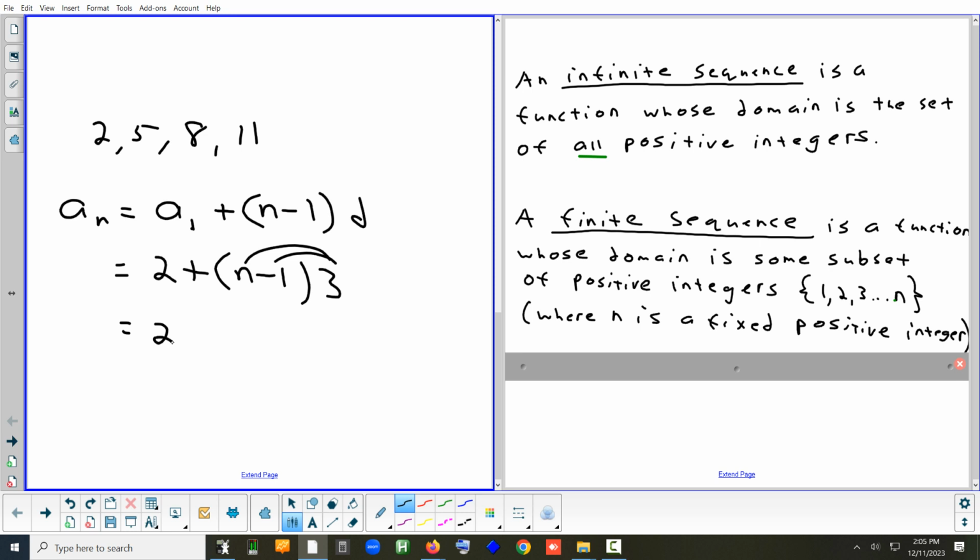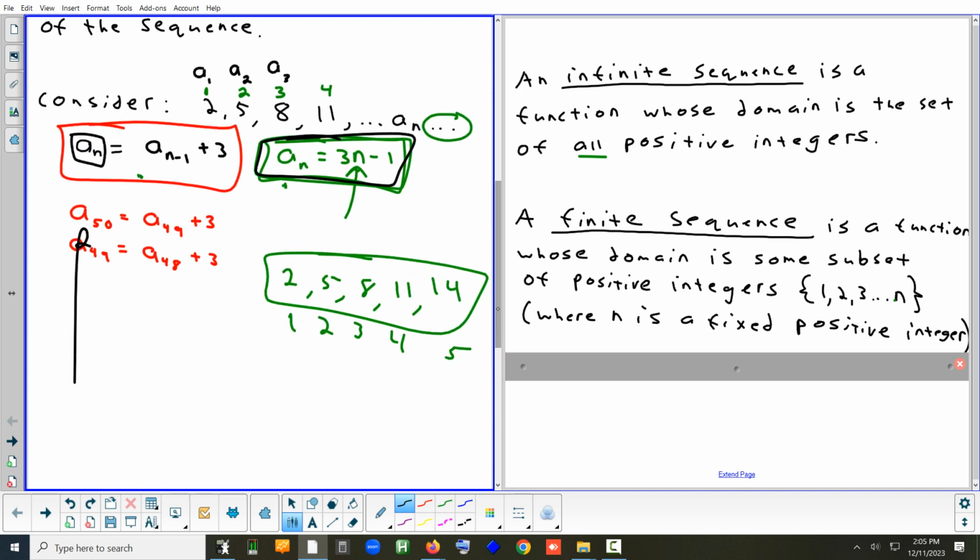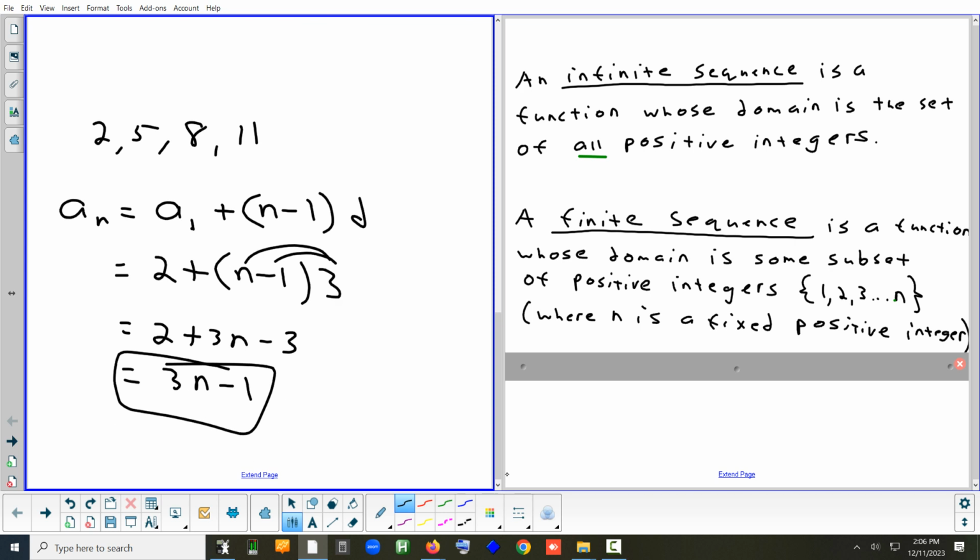Okay. Do I multiply it to the 2? No. What's 3 times n? 3n. What's 3 times negative 1? Minus 3, plus 2. And now combine like terms. What's 2 minus 3? Minus 1. So 3n minus 1. Let's go back up and see if that's the same formula we got. Yeah, 3n minus 1.